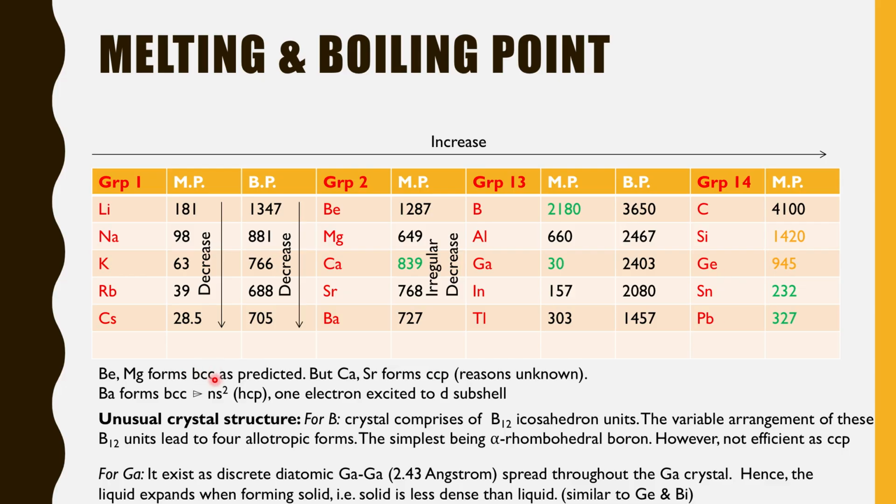Okay, so please correct this. This is not BCC, this is HCP. BCC we will find in group 1 where the number of s electrons is less than 1.5. So because it is group 2, it is the second case where the structure is HCP, not BCC. Let me correct it here itself. It's HCP, that is hexagonal close packing.